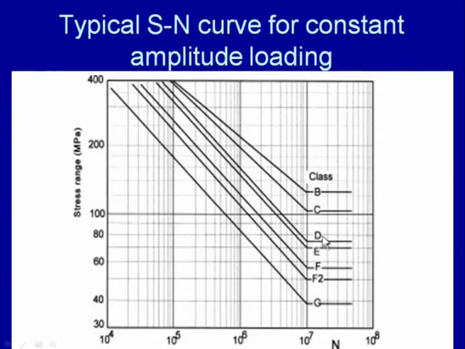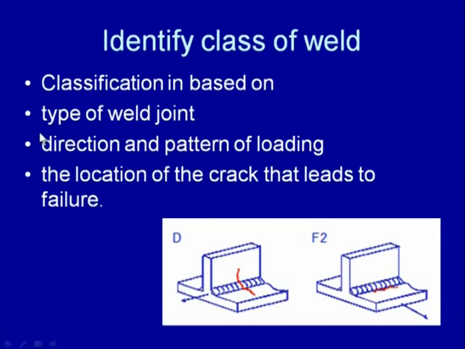So, basically this SN curve is used to identify what will be the allowable stress range for a given class of the weld when it is to be designed for a particular number of the load cycles. So, as far as identification of the class of the weld is concerned, we need to see the type of the weld joint to be made and whether it is the butt joint or the lap joint or the fillet joint, the T joint.